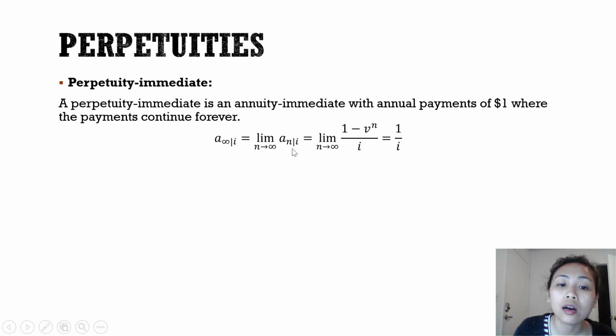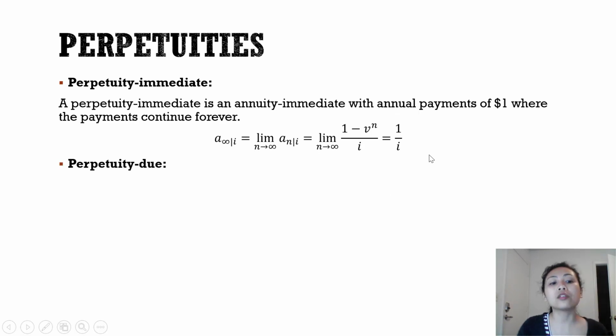This is annuity immediate. Remember the formula for annuity immediate we learned from the last lesson was 1 minus v to the n over i. You remember v is 1 over 1 plus i, so v is less than 1. When n goes to infinity, v to the n basically goes to 0. So the limit of v to the n is 0, and the limit of this amount is 1 over i. So the price of a perpetuity immediate is 1 over i if we have $1 for its payment.